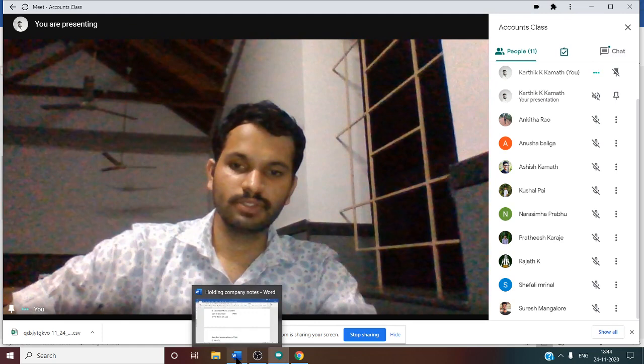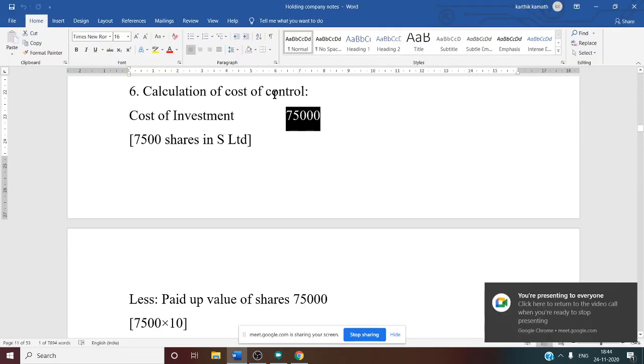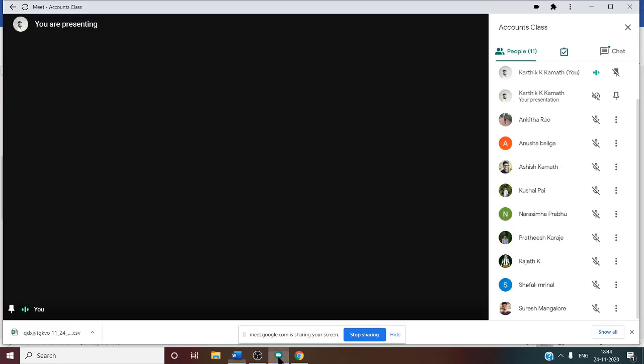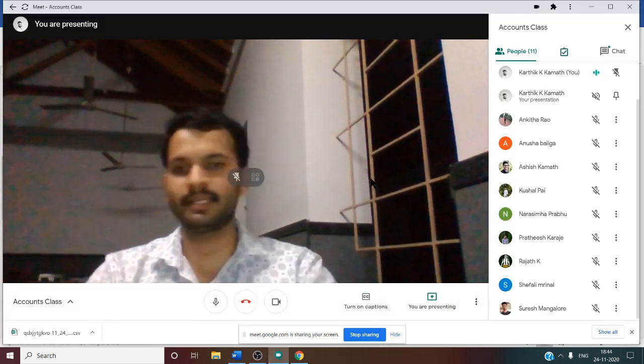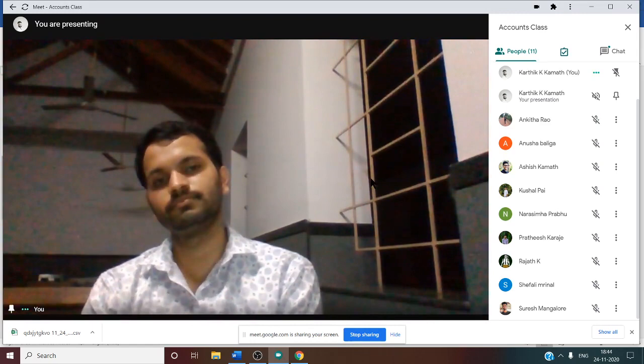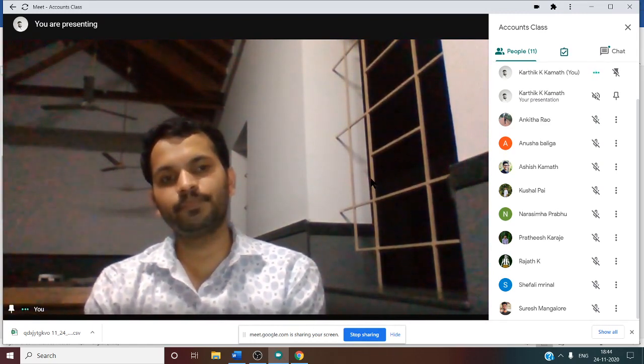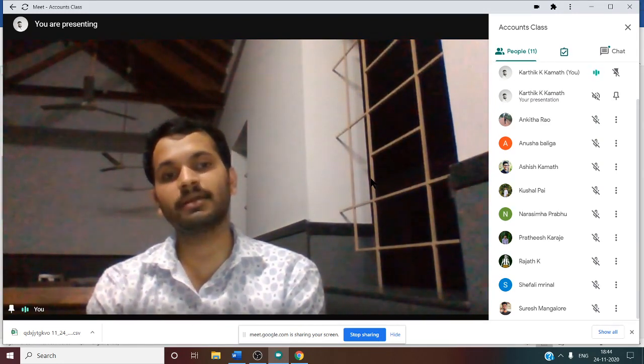So for example, let us say instead of 75,000, investment made by the holding company is 1 lakh. Now can you tell me whether it is a goodwill or capital reserve? If instead of this 75,000, there was an amount of 1 lakh and paid up value is 75,000, can you tell me whether it is a goodwill or capital reserve?